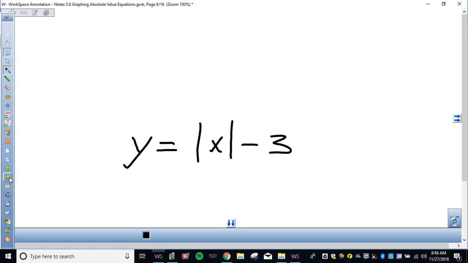Okay, do this one on your whiteboard. Absolute value of x, the bar ends, and then -3 at the end. Tell me up, down, left, or right. How many? It's not right, because this is after the absolute value, so that makes it go up or down. Yes, down. How many? 3, yes.